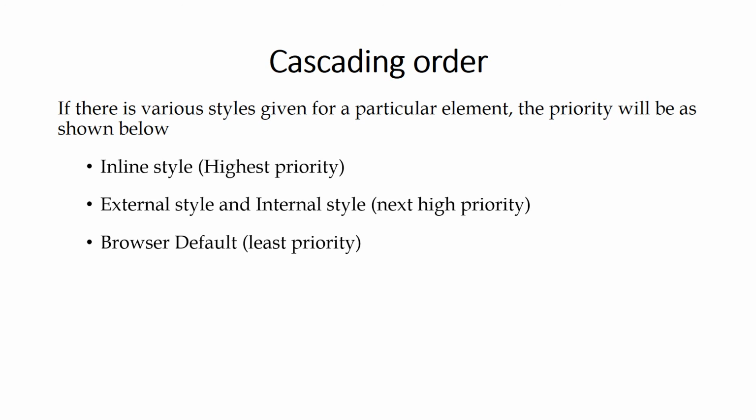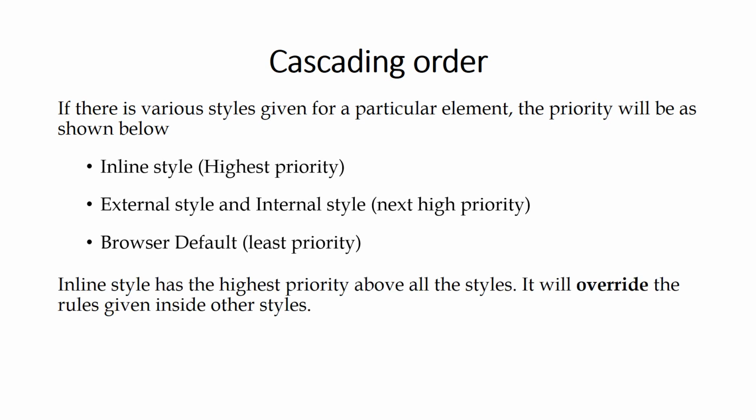So whatever styles are given inside the style attribute within inline for that element will be prioritized, and after that comes the internal style, and after that the external style. Based on this order only, we need to style a particular element. So inline style has the highest priority. It will override the rules given inside other styles.